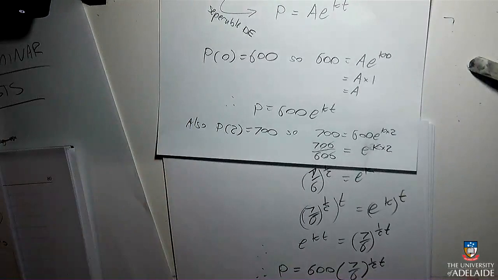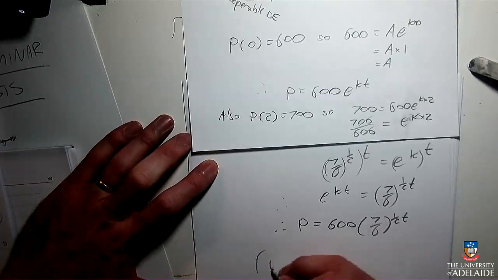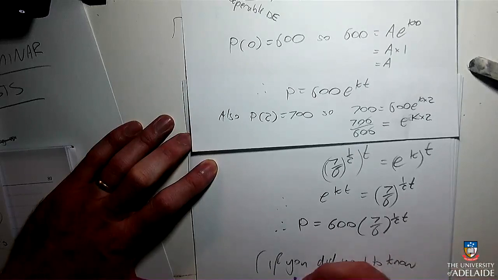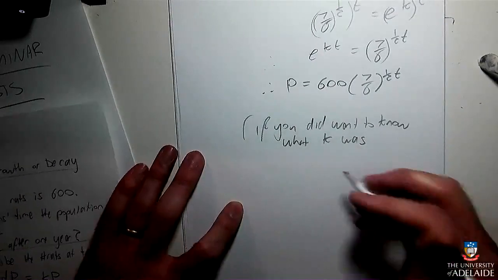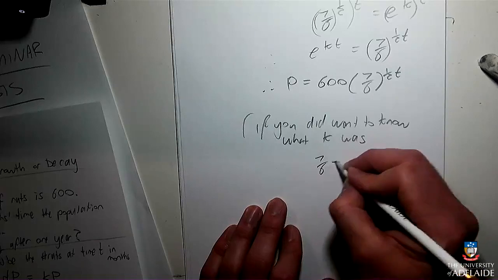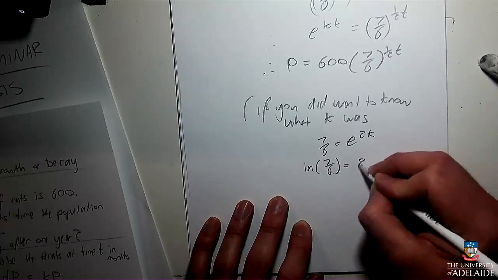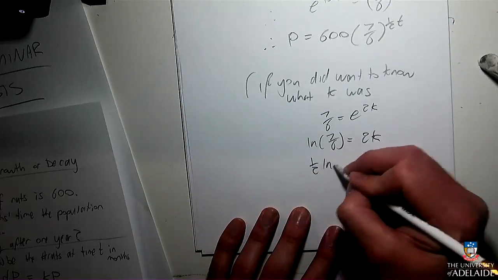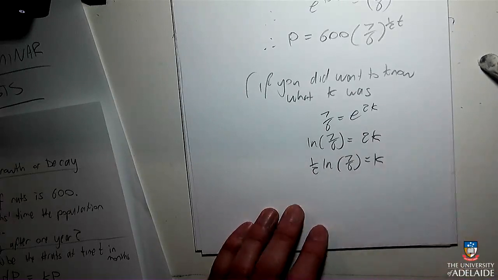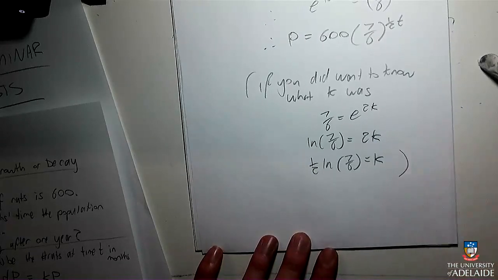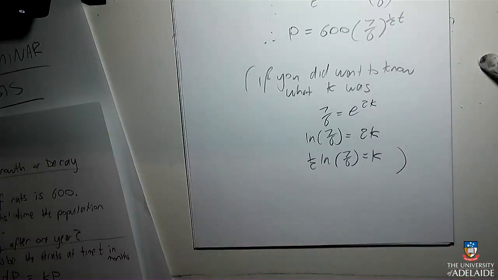If you did want to know what k was, then you could do this. Back at this stage, when we have 7 over 6 is e to the 2k, we could have done ln on both sides and divided by 2, and that would be what k is. So we could have done that if we wanted and find a decimal answer for that. If someone did say, what is k? Yeah, just in case.